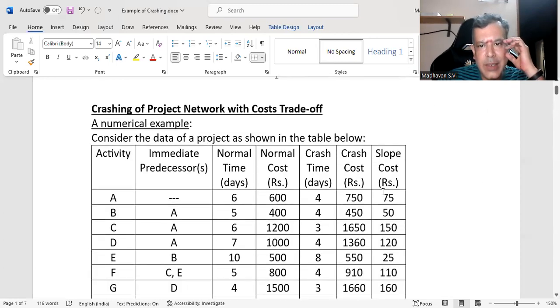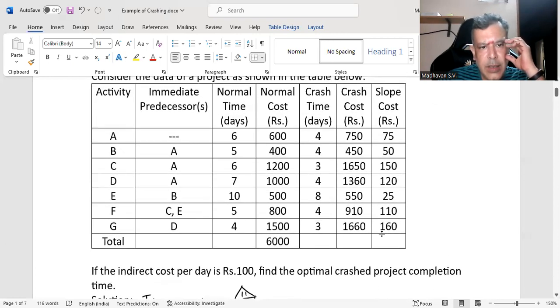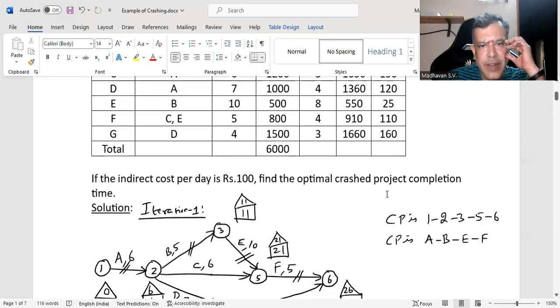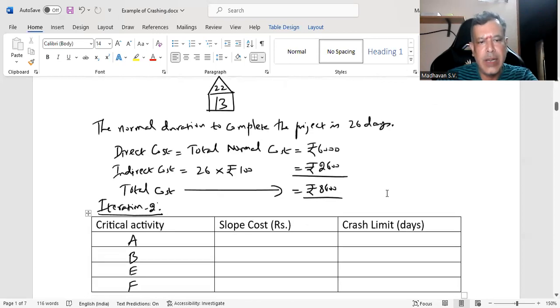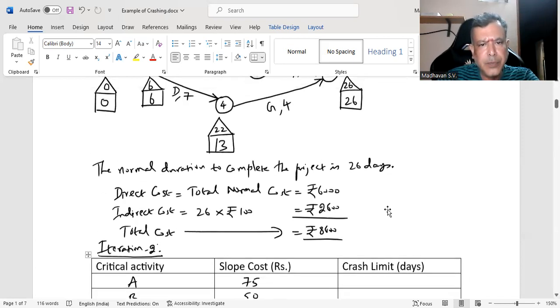For A, it is 75 rupees. For B, it is 50 rupees. For E, it is 25 rupees. And for F, it is 110 rupees. So we will write those: 75 and 50, 25, 110. Crash limit, how is it calculated?